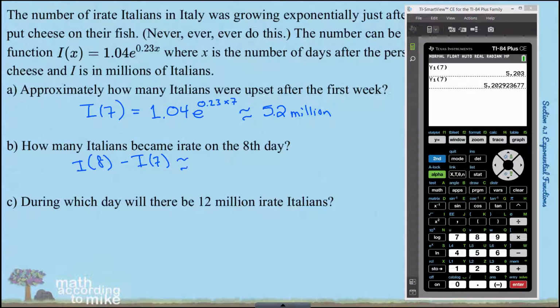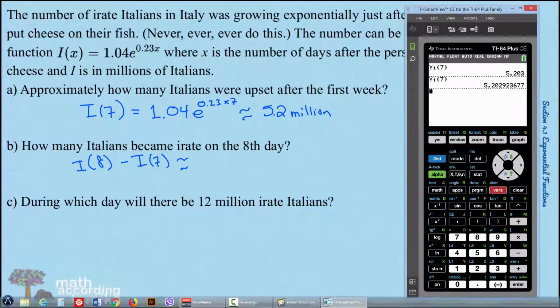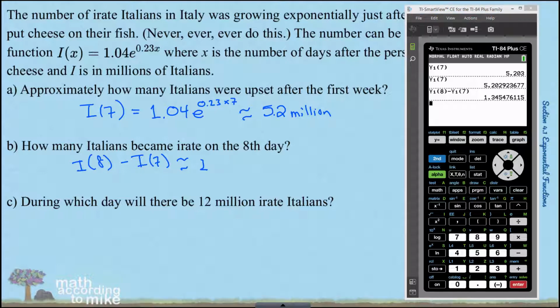Again, we can have the calculator do the heavy lifting. Vars, Y-Vars, Function 1, left parenthesis 8, minus, same deal, Vars, Y-Vars, 1, 7. Again, if we went to one decimal place, approximately 1.3 million extra Italians were upset on the 8th day.